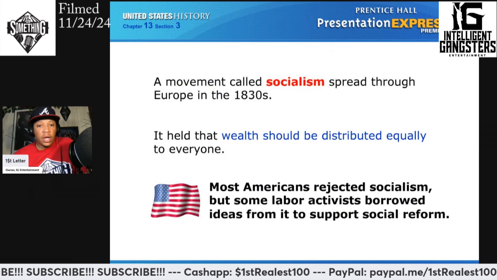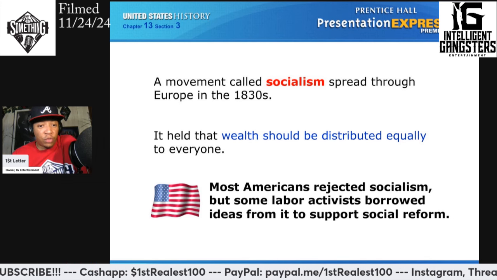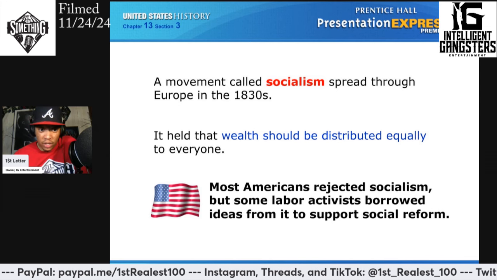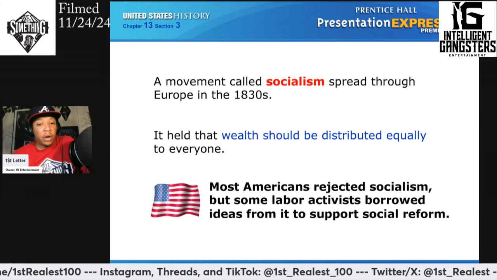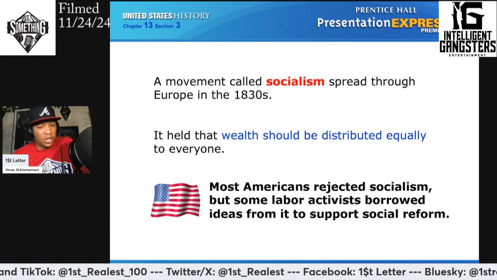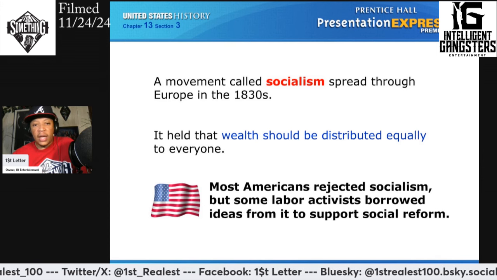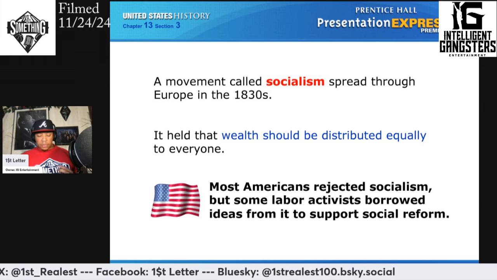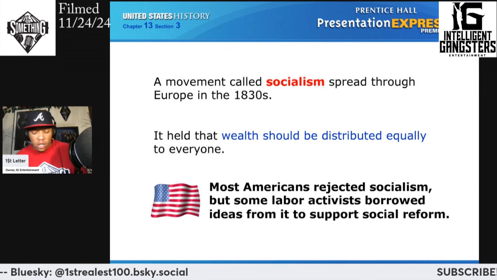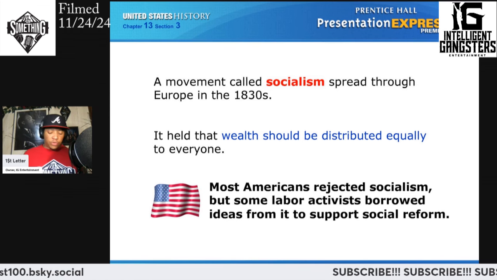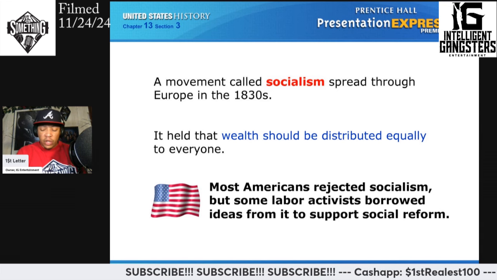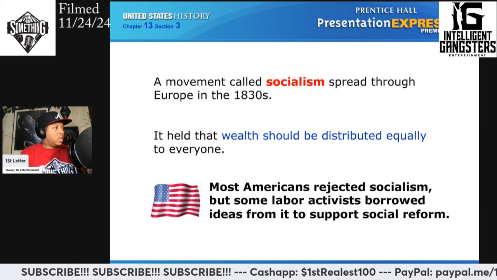Let's go. A movement called socialism spread through Europe in the 1830s. It held that wealth should be distributed equally to everyone. Most Americans rejected socialism, but some labor activists borrowed ideas from it to support social reform. Now, again, like I said, you've heard this term a lot this year, presidential election year 2024. You often hear Republicans calling Democrats socialists. That ain't nothing new. That's been a common thing here.